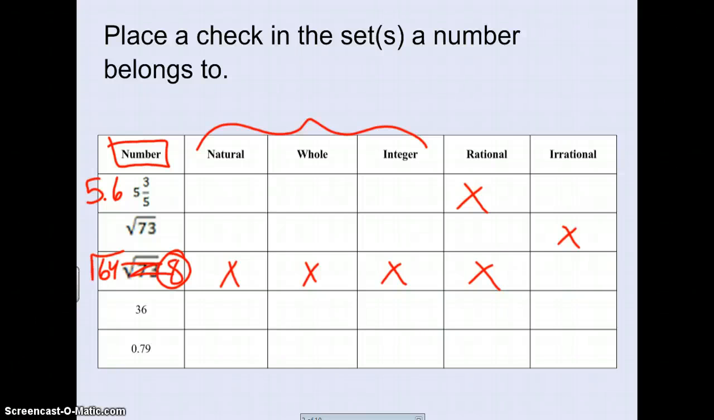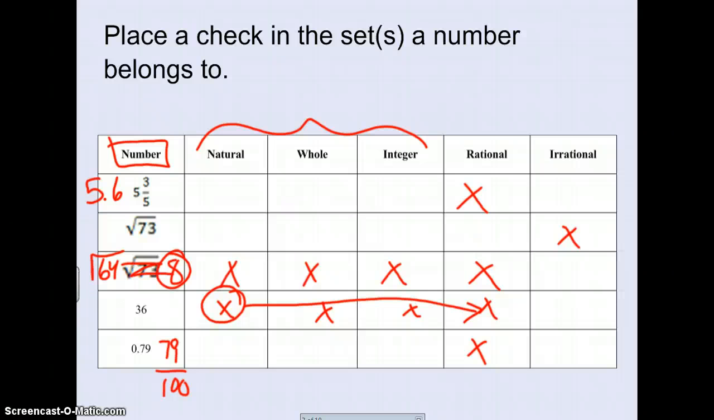Next we look at 36. And 36 is another one of these cases. It's a counting number, and if I find it here, it's going to go all the way over to rational, and it fits into those first four categories. 79 hundredths. Well, I can write that as a fraction, so it can be a rational number, but we wouldn't find it on the number line in the front of our room, so it can't be an integer. If it's not an integer, it can't be whole or natural. So the only category it fits into is a rational number.